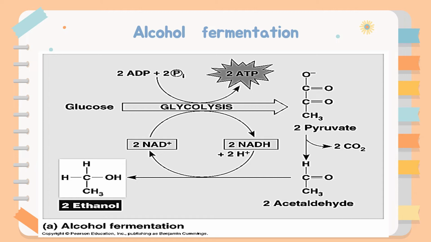In alcohol fermentation, glucose undergoes glycolysis and forms 2 pyruvate and 2 ATP by substrate level phosphorylation. Then pyruvate undergoes decarboxylation, which removes 2 carbon dioxide and forms 2 acetaldehyde. Later, acetaldehyde undergoes reduction forming 2 alcohol.